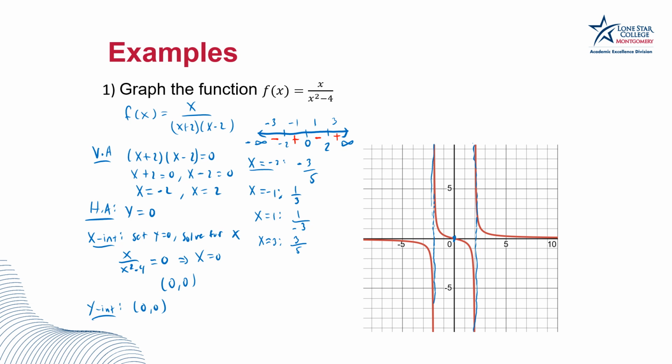And then finally we look at the behavior. So if we look from -3 to -2, it's below. Between -2 and 0, it's above. Between 0 and 2, it's below again. And then finally, when you go from 2 to infinity, it's above the x-axis. And that is how we would graph a rational function.